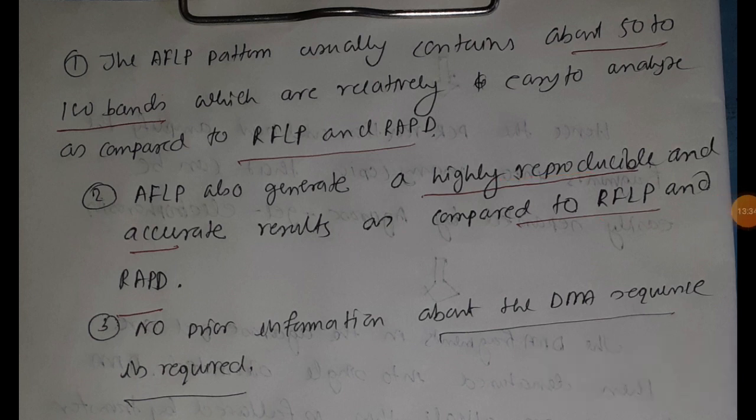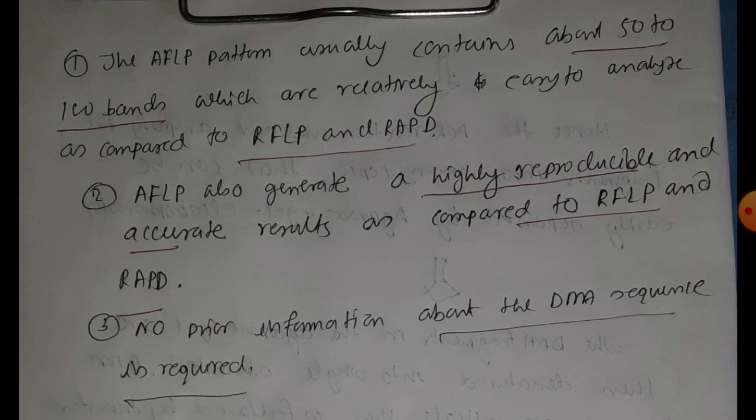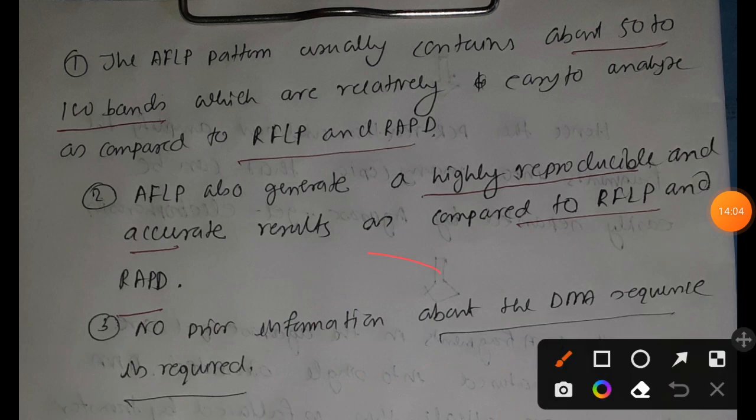So an important thing is that with the help of AFLP we are getting near about 50 to 100 bands. By comparing those bands, it is easy to understand the variation in DNA fragments between different individuals, and it is relatively easier to analyze as compared to RFLP and RAPD. AFLP produces a highly reproducible and accurate result as compared to RFLP and RAPD, and no prior information about the DNA sequence is required.